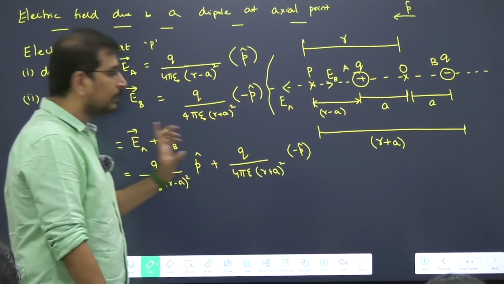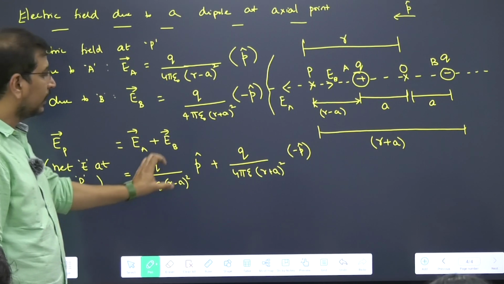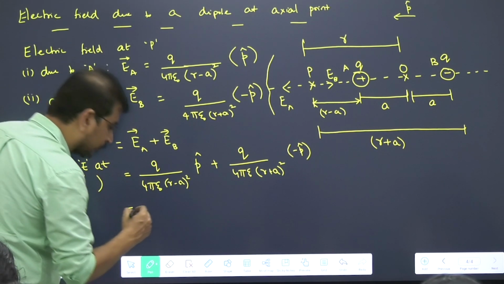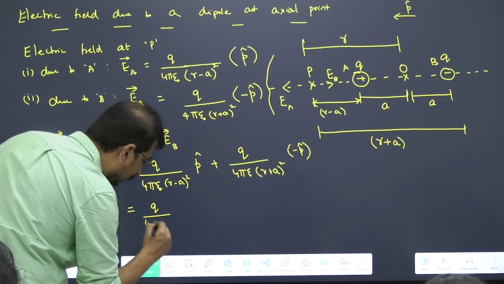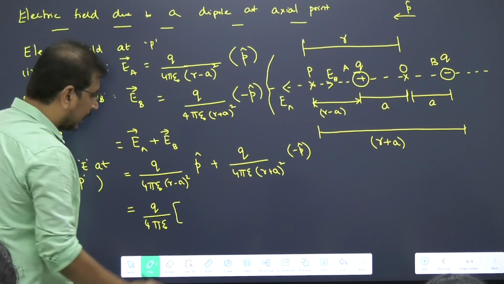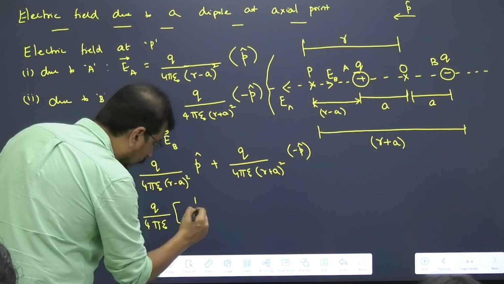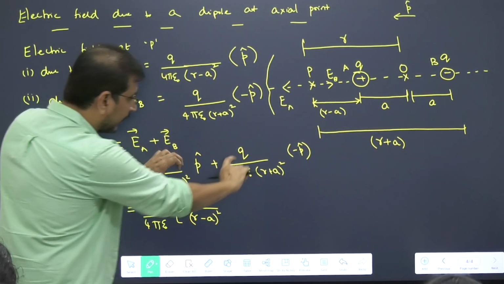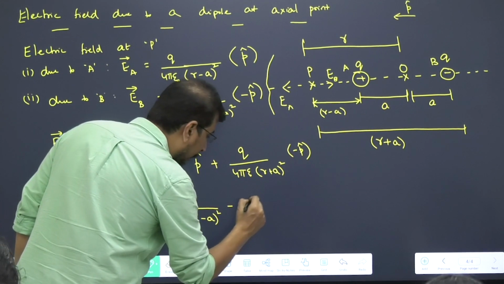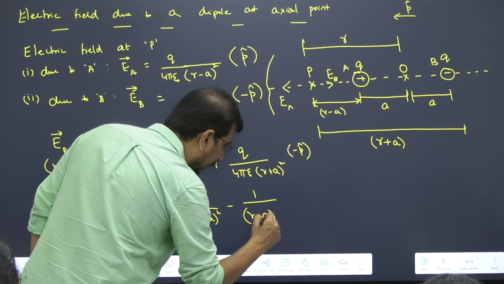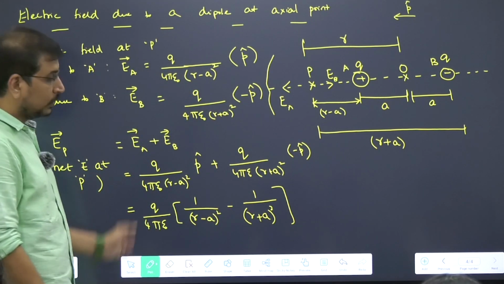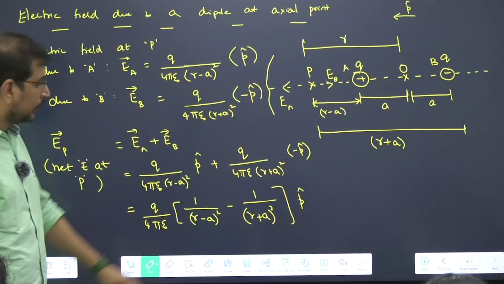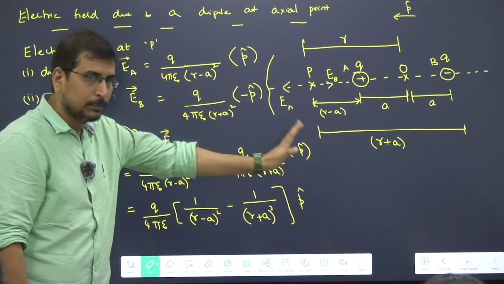Right? Now I'll bring this minus outside for the mathematical operation so that I can take out P cap common. So can I take this Q by 4 pi epsilon naught outside? So Q divided by 4 pi epsilon naught, if I take outside, I am left with 1 divided by R minus A the whole square inside due to this, and due to this I am left with minus 1 divided by R plus A the whole square. So what is going to be the common thing? It will be P cap, because I took the minus sign inside and took P cap outside. I hope it is clear.